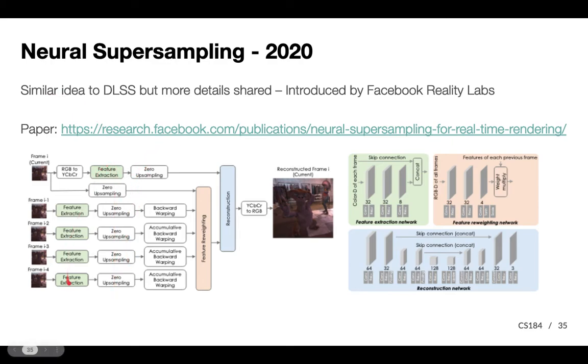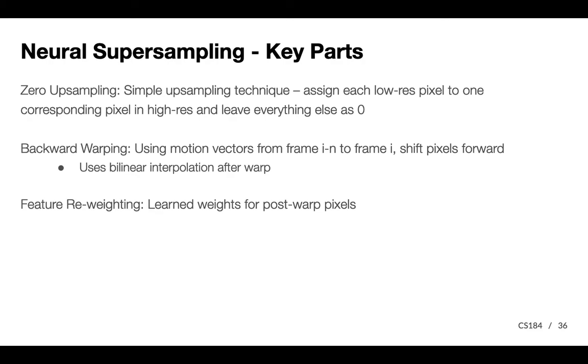Oh, and feature extraction, basically all they do is they take this frame I, and then they extract a feature for every color and every pixel, and then they propagate this feature throughout the network and use it in the future steps. Okay. So what backward warping is, they take motion vectors from frame I minus n to frame I.